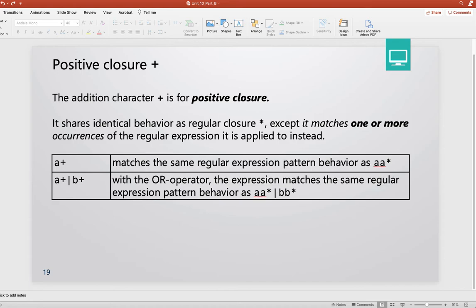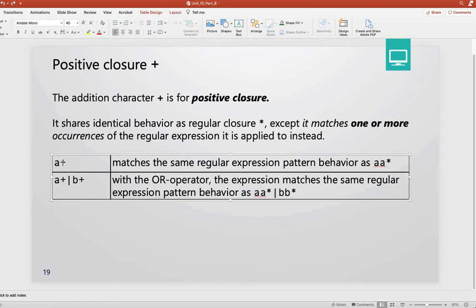The next one is the positive closure, which is plus. It has identical behavior to the regular closure, the star, except it matches one or more occurrences of the regular expression it is applied to instead. So the first one, A plus, will match the same pattern as A followed by A star.